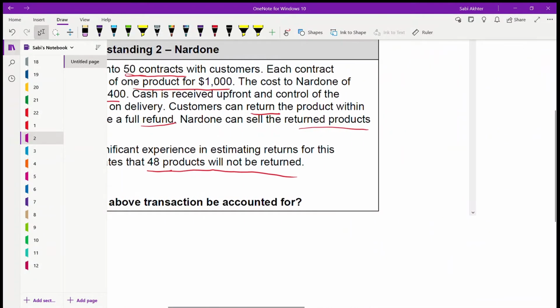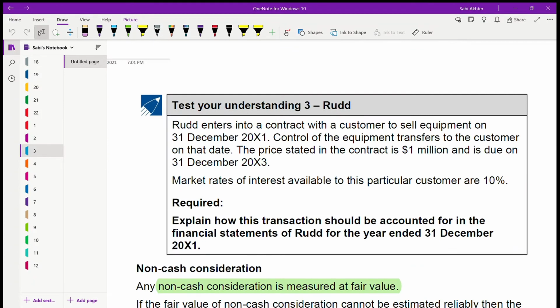Next, we are going to 3. Rude enters into a contract with the customer to sell equipment on 31st December 2001. Control of the equipment is transferred to the customer on that date. Price is stated as 1 million and it is due on 31st December 2003. The market rate of interest available to this particular customer is 10%. Explain how the transaction should be accounted in the financial statements for 31st December 2001.